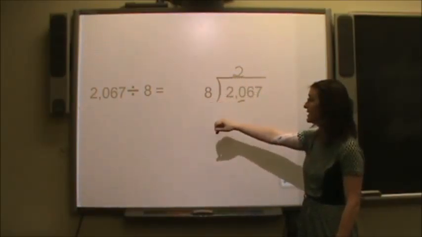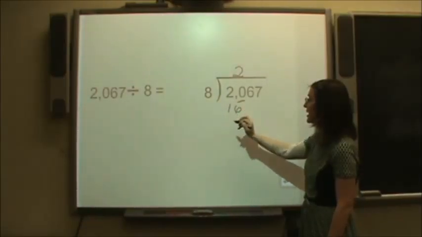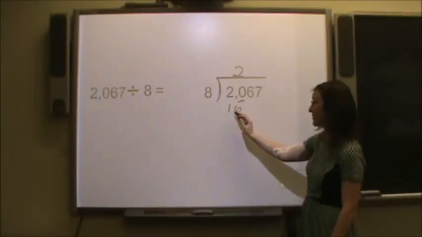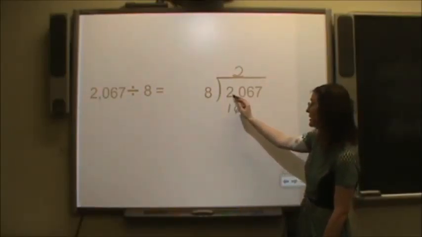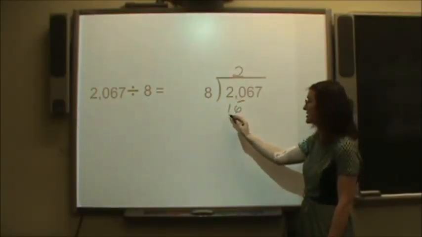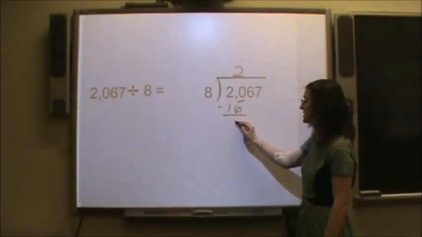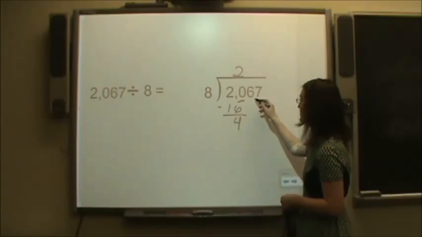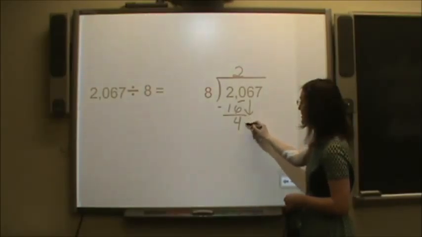So 2 times 8 is 16. It's really saying 200 times 8 is 1,600. And that makes sense because our 16 aligns with the thousands and the hundreds place. So 20 minus 16 is 4. Now we're going to be working with the next place value. So we're going to pull down our tens place.